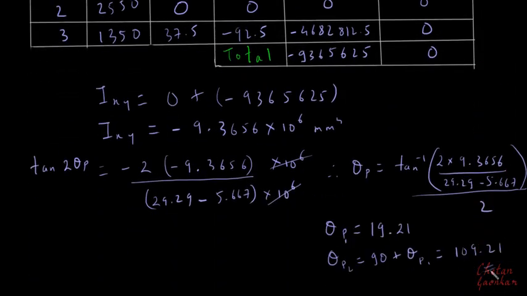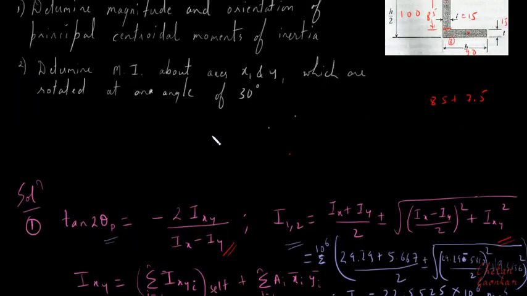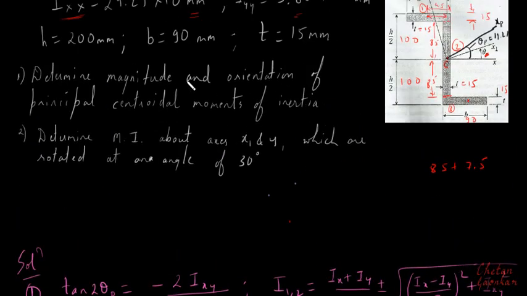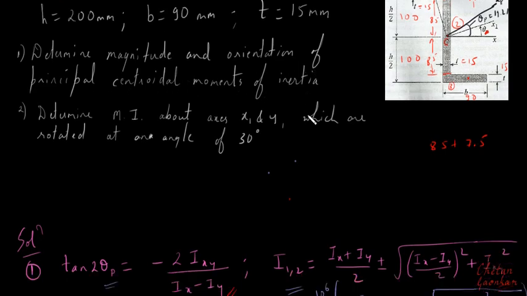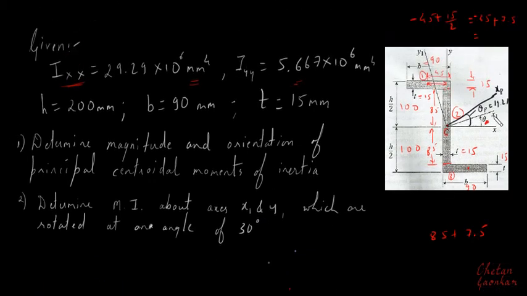This is the value of theta p. So we have been able to solve the first question, that is, to determine the magnitude and orientation of the principal centroidal moment of inertia. Now in the second sub question, he has asked us to determine the moment of inertia about the axes x1 and y1, which are rotated at an angle of theta, which is 30 degrees.